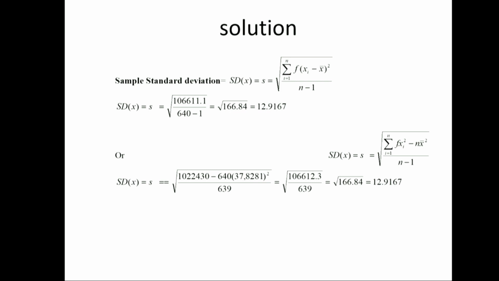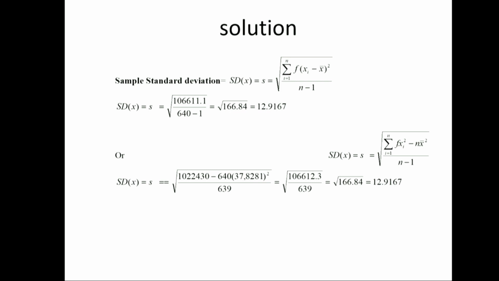And if you use the simplified form, that is sum of f of Si square minus nS bar square. So that will give us 1022430 minus 640 into 37.8281 all square, divided by 639. And that will give us 106612.3 divided by 639, which will now give us 166.84. That 166.84, that is the variance. The square root of it will give us the sample standard deviation, which is 12.9167. So that is the end of standard deviation for group data.